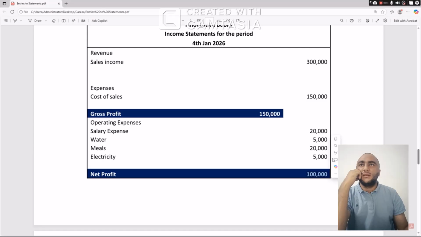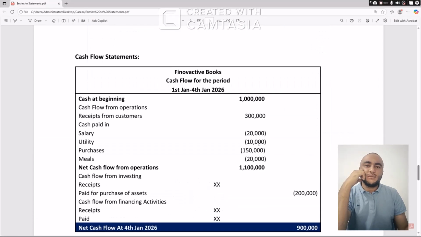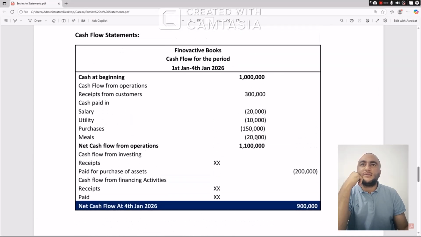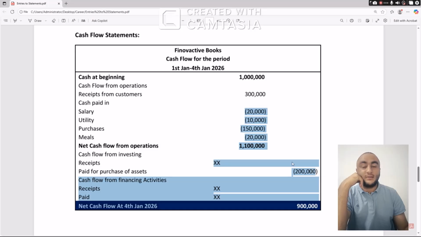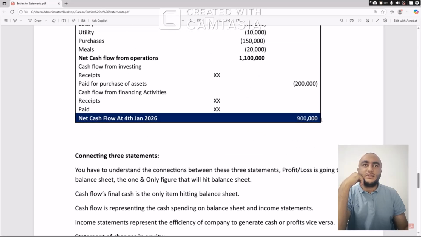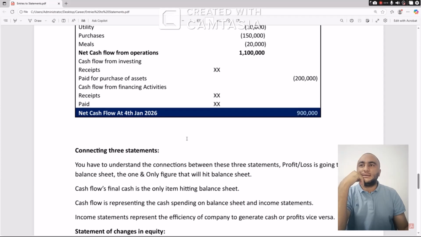And if we want to draw a cash flow statement, the cash at beginning was 100,000, as you know. Then we got some receipt from customer 300,000, cash receipt, and cash paid in salary, utility, purchase, meals. We have these expenses, so 1,100,000. And for assets we have invested 200,000, so again it's 900,000, as this amount you can see in the balance sheet. So cash flow, this amount and profit will hit the balance sheet. As you know, we are connecting three statements.